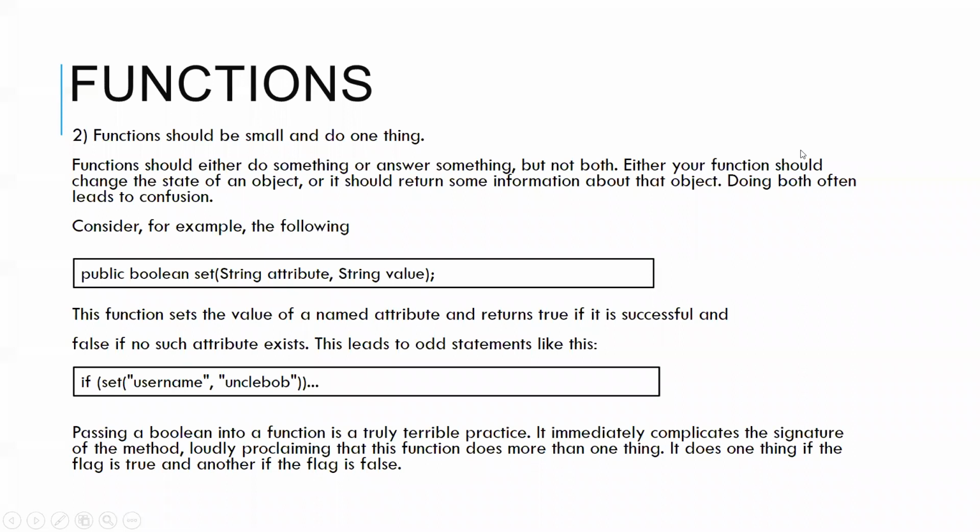Also, a great tip about functions is functions should always be small and do only one thing. Functions should either do something or answer something, but they should not do both. So either a function should change the state of an object or it should return some information about that object. Doing both often leads to confusion.